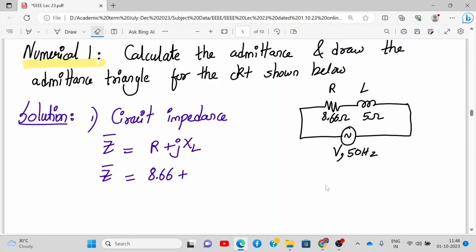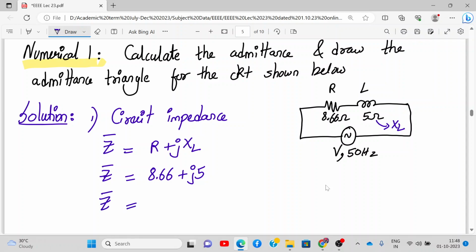Actually, this is not L. This is actually the XL value. L value is normally given in Henry, but here the XL value is given directly as 5. Understood? It's not the value of L, it's the value of XL actually.